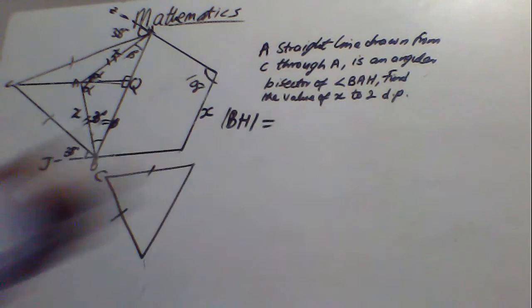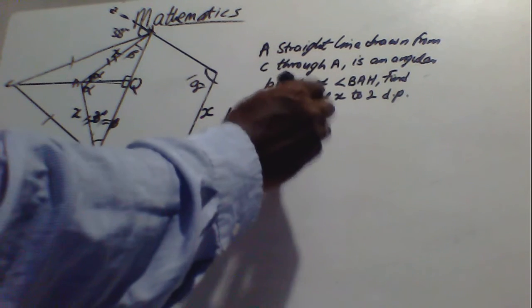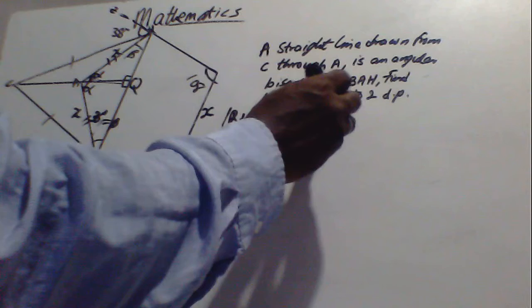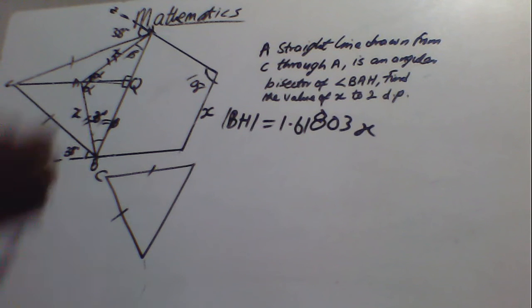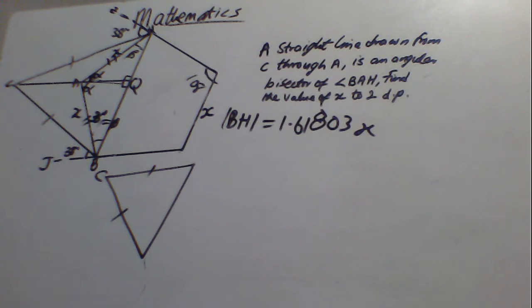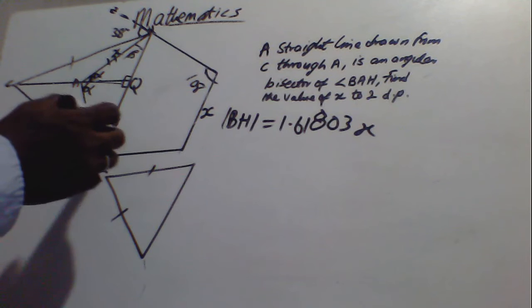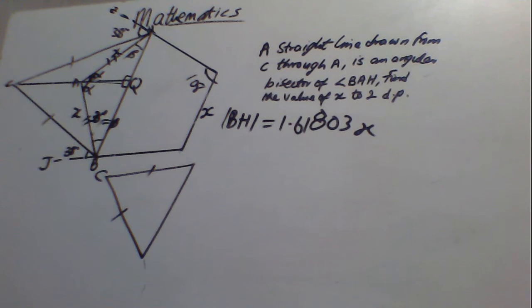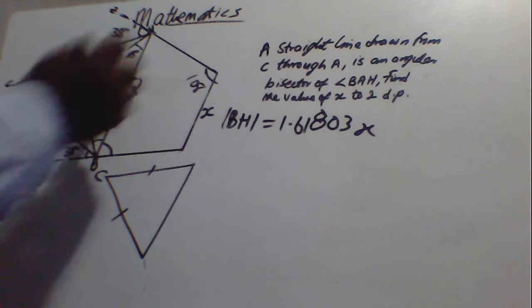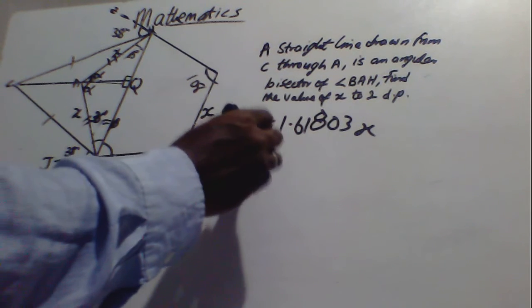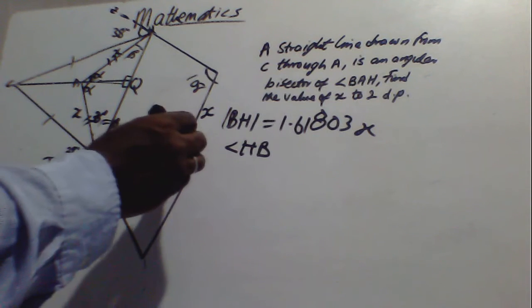Am I cleaning it? Sorry. 1.61803x. So we have gotten this angle to be 36. So what again can we do? Then let's find this angle here. To get this angle HBJ, I can call it here J.